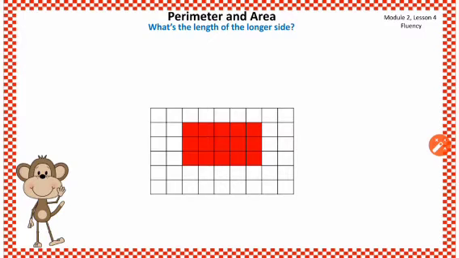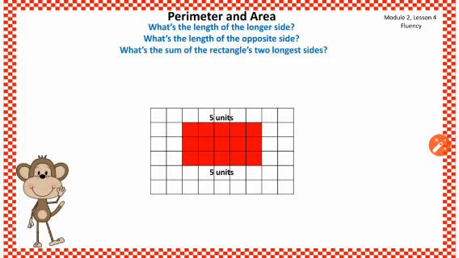What's the length of the longer side? Now let's count the square units you have on the longer side. Yes, we have how many? We have 5 units. What's the length of the opposite side? Remember, the opposite sides are what? Good. Equal. So the length of the opposite side is 5 units. What's the sum of the rectangle's 2 longest sides? Let's find the sum of the 2 longest sides of this rectangle. 5 plus 5. 5 plus 5 is what? Yes, 10.